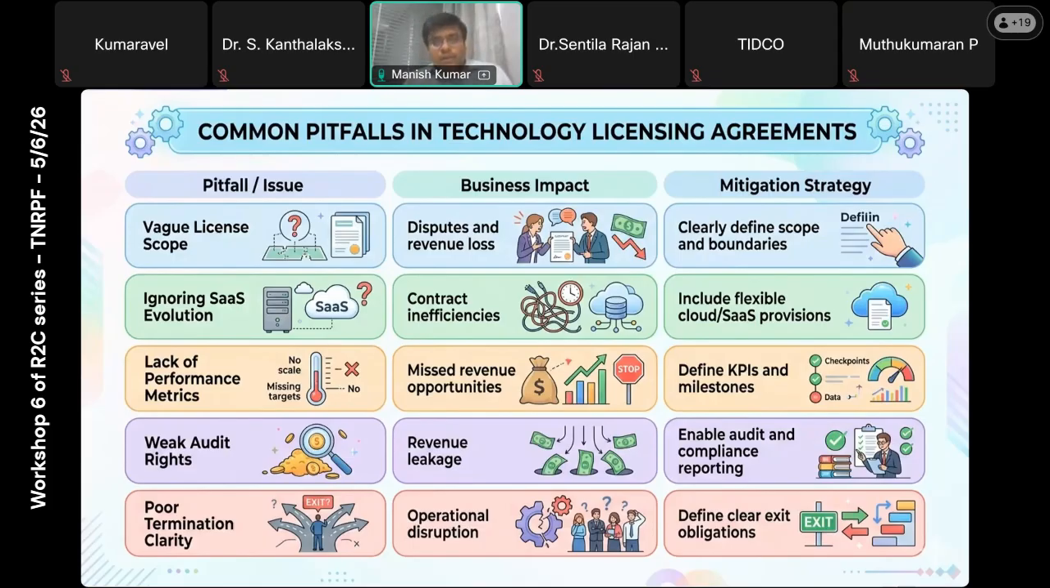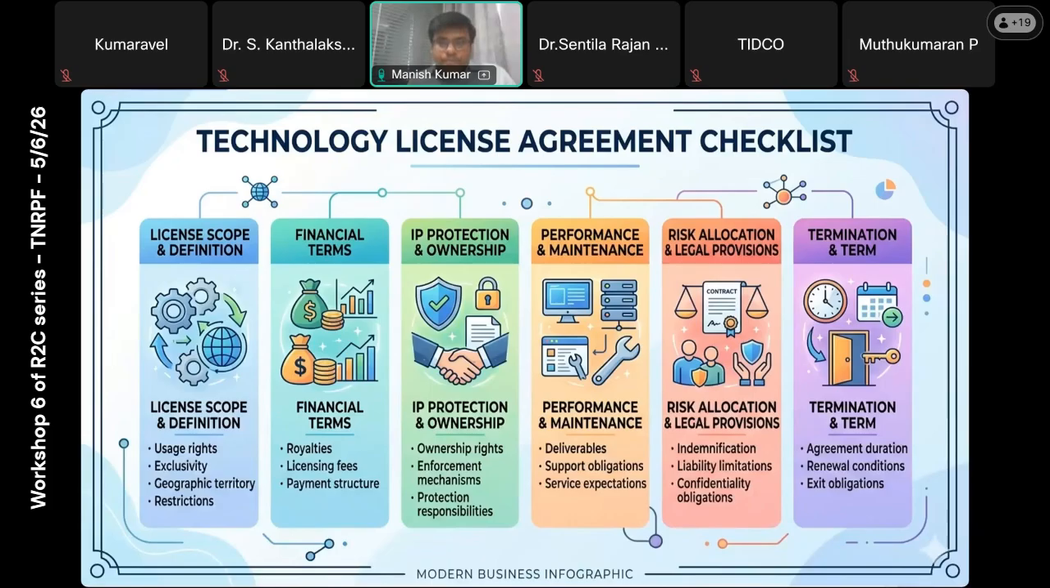And let's say technology has not moved, we could not develop it in the manner we wanted to. So how the termination will happen, what will happen to the IP ownership, what will happen to the payments that were done, what will happen to the payments that are due, what will happen to the information that was shared. So all of that has to be clearly put together in the agreement, what happens when these things come to the picture.